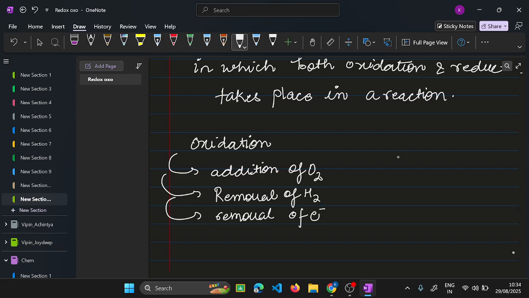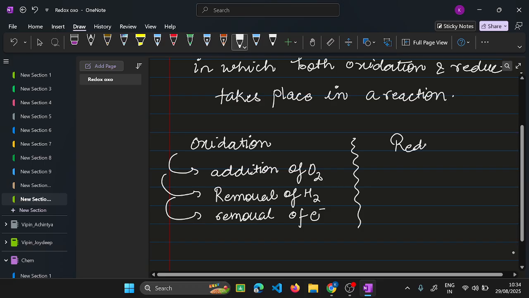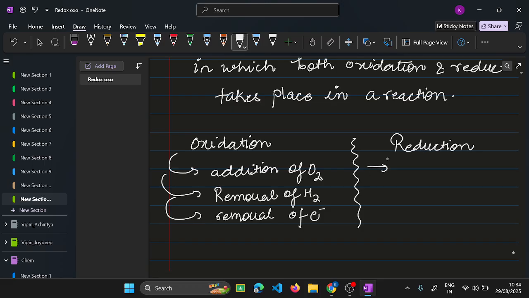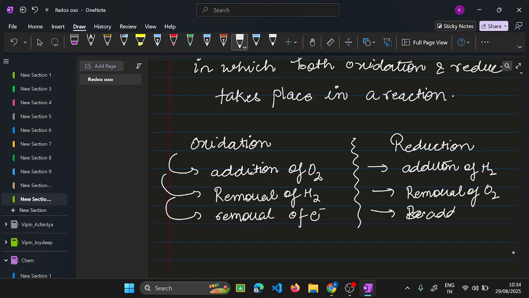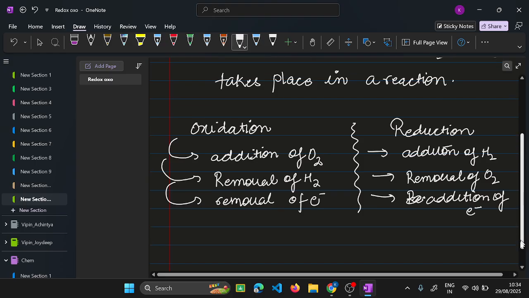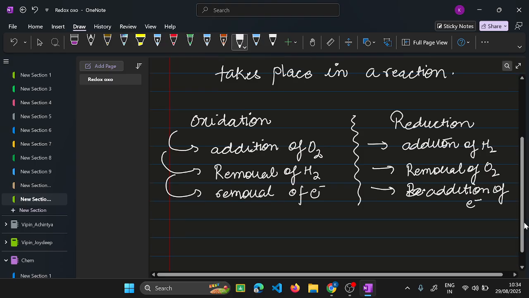Any doubt on this? No. Next, what is reduction? Can you tell me the definition of reduction? Addition of hydrogen, removal of oxygen, and addition of electrons. Okay, any doubts on oxidation and reduction? No.